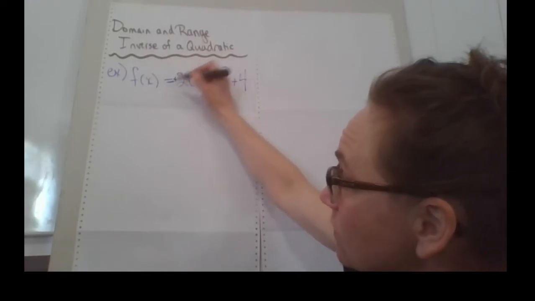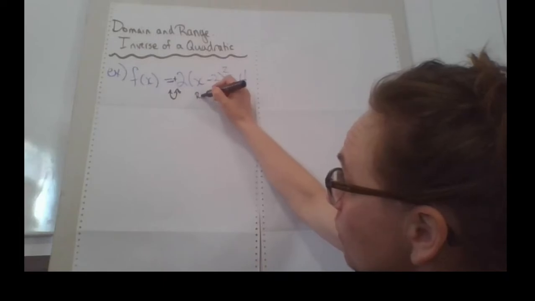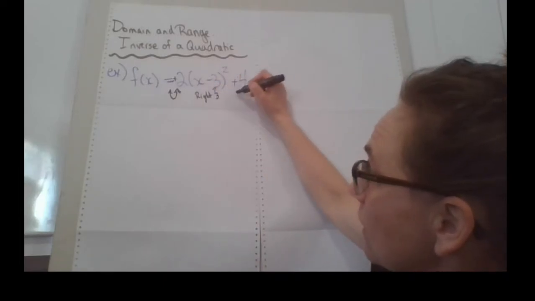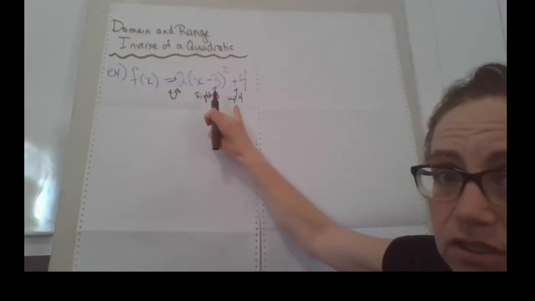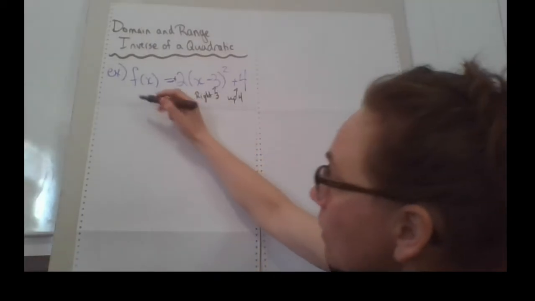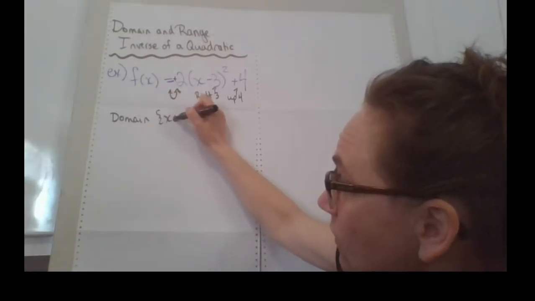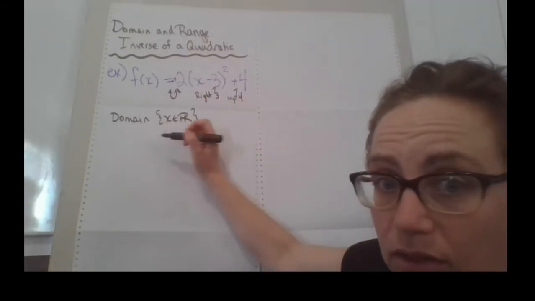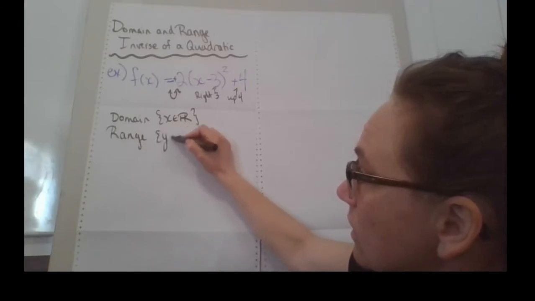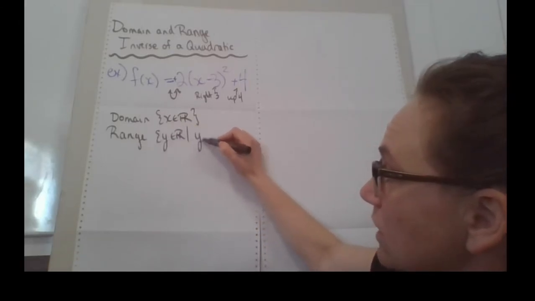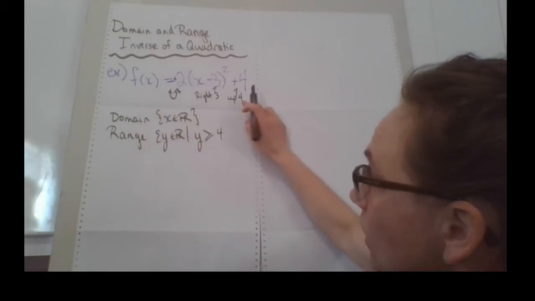This is positive, so it's going up. This tells me I've gone right 3, and this tells me I've gone up 4. So I know where my vertex is going to be, and I know I'm going up. That means I automatically know that my domain, as it is for every quadratic, is x is any real number. I know my range is y is any real number such that y is greater than or equal to 4, because I'm going up.